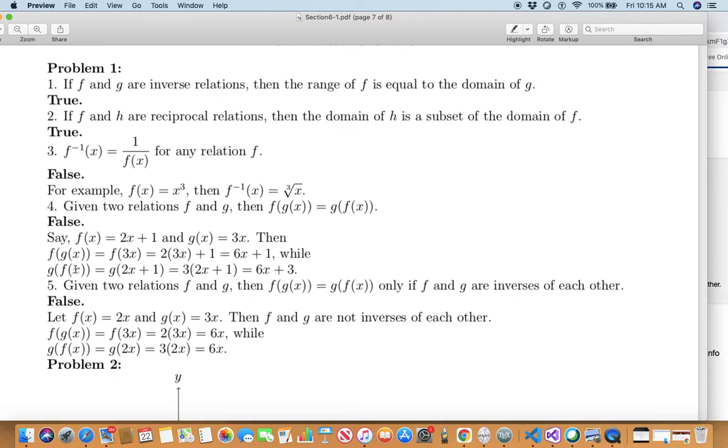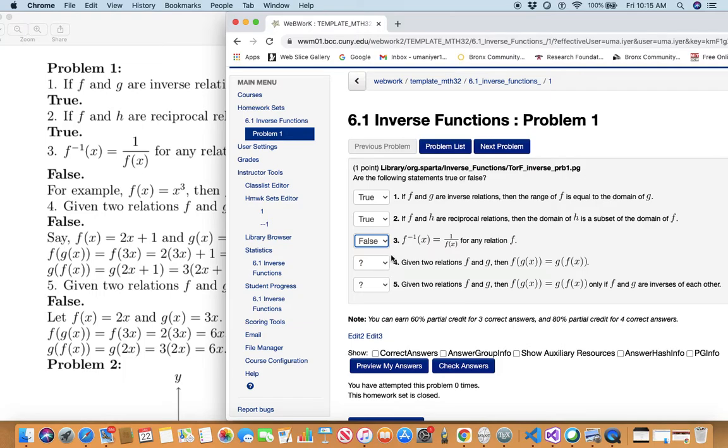Whereas g of f(x) is g of 2x plus 1, which is 3 times 2x plus 1. So that's 6x plus 3. So notice 6x plus 1 is not the same as 6x plus 3. So f of g of x is not in general g of f of x.